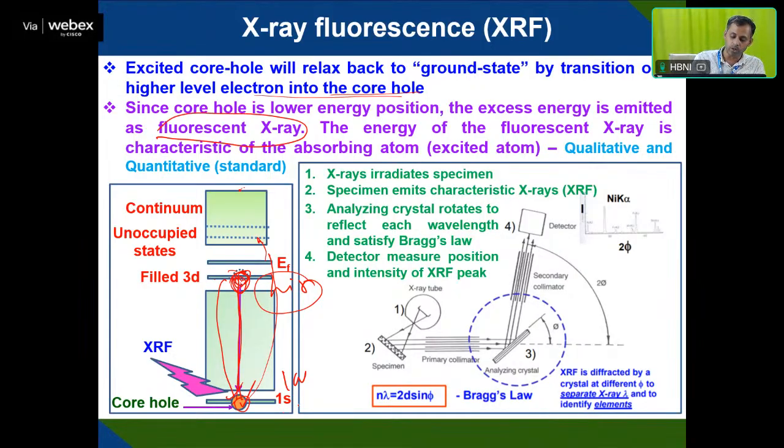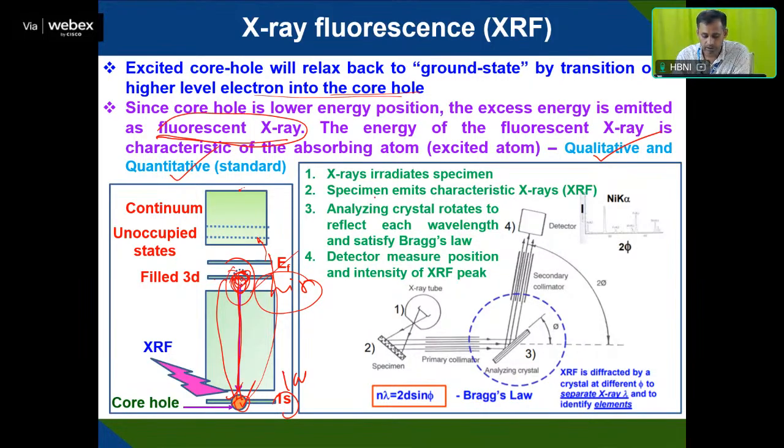So since it has low energy, the extra energy it has comes out as X-ray fluorescence. The energy of this X-ray fluorescence is characteristic of that particular material. That means you can find out both qualitative as well as quantitative analysis by using some standards. To get the exact quantitative analysis, you have to use very good standards.